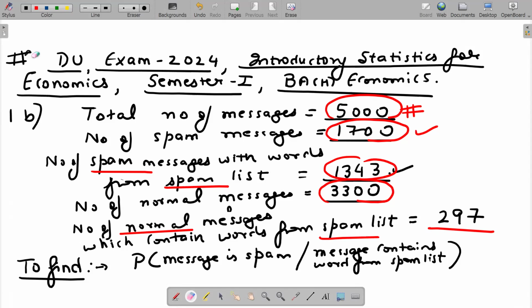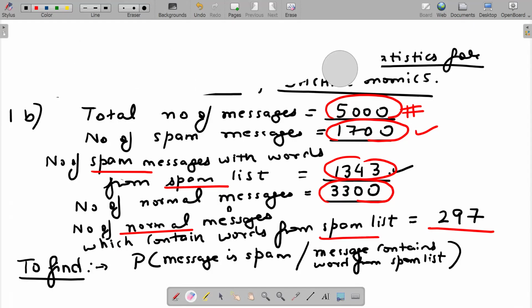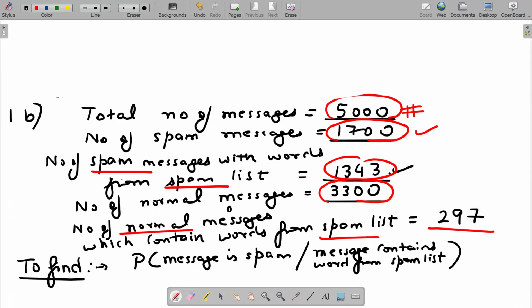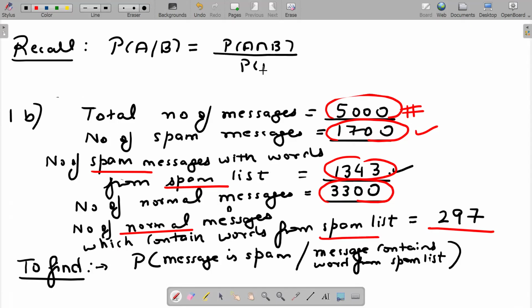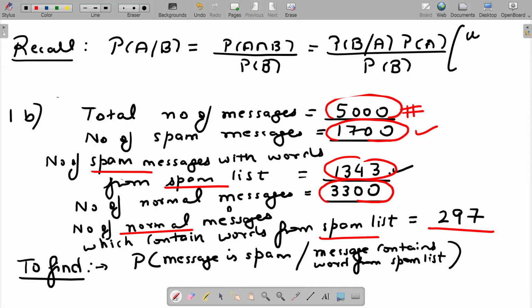Recall that probability of A conditional on B is probability of A intersection B over probability of B, and probability of A intersection B, using the multiplicative rule, I can write as probability of B conditional on A times probability of A over probability of B.